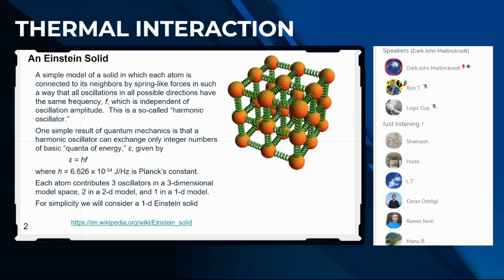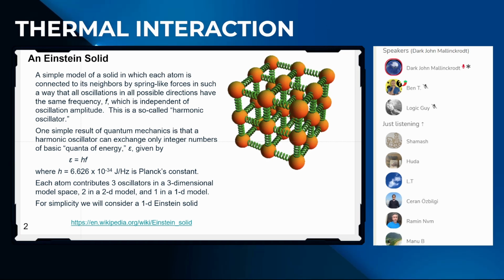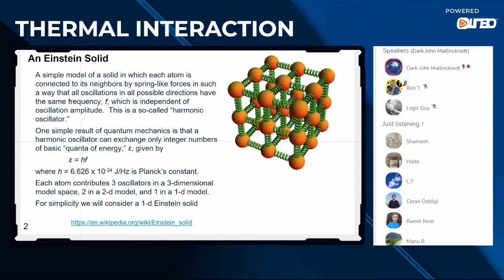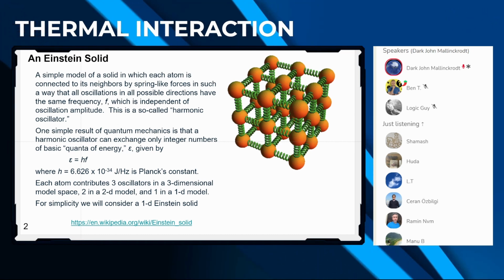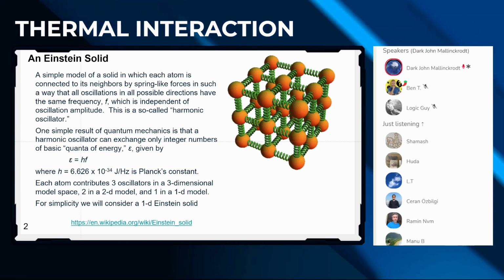It can only give off these quanta of energy. And those quanta of energy are given by Planck's constant times the frequency of the oscillation, Planck's constant being about 6.6 times 10 to the minus 34th joules per hertz. So these oscillators typically oscillate at pretty high frequencies, but not so high that their energies are very large, since Planck's constant is so small.